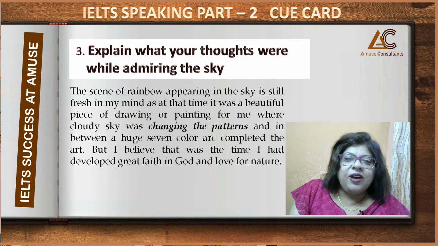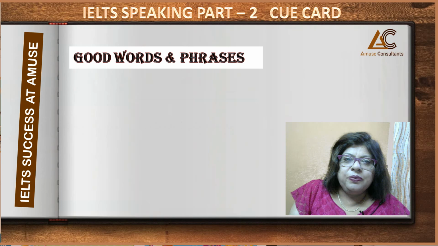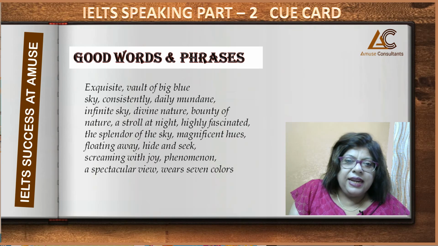We have spoken on all the cues in sequence one by one with great volume, and it would help us to complete our 2 minute timing too. All the description had great phrases, words, and collocations like exquisite vault of a big blue sky, consistently, daily mundane, infinite sky, divine nature, bounty of nature, starlit night, highly fascinated, the splendor of the sky, magnificent hues, floating away, hide and seek, screaming with joy, phenomenon, spectacular view, wears seven colors.